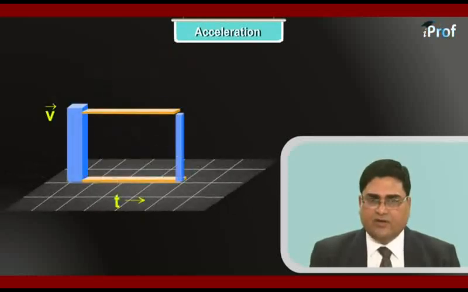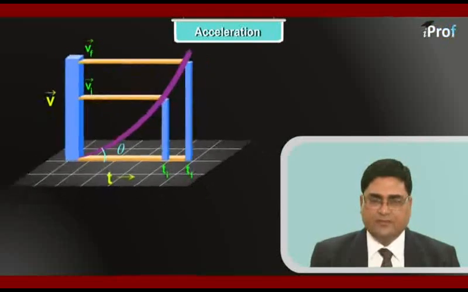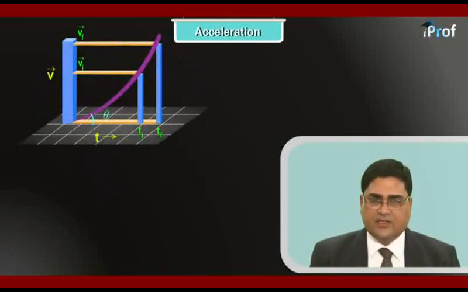Let's see how average acceleration is defined. Average acceleration can be defined as change in velocity divided by time interval. As shown in the graph, let the velocity of a body at time t initial and t final be v initial and v final respectively. For defining average acceleration, the time interval must be defined because in different time intervals, the average acceleration of a body may be different.